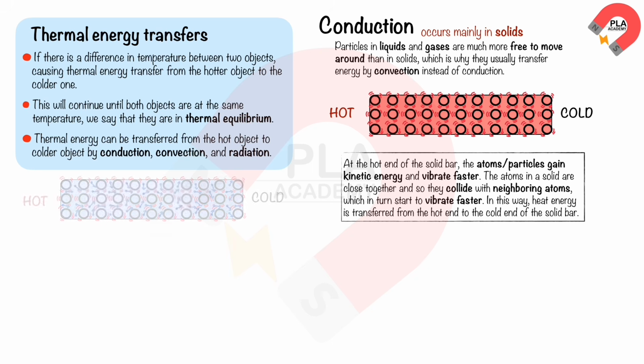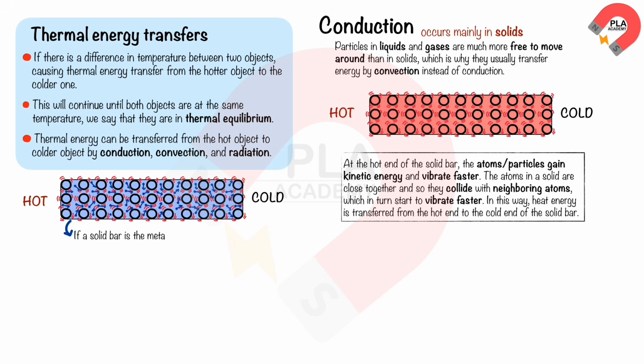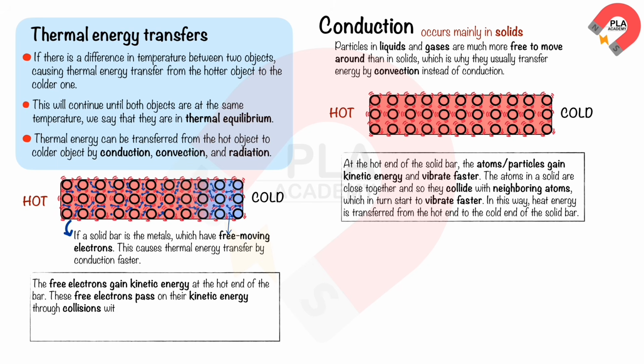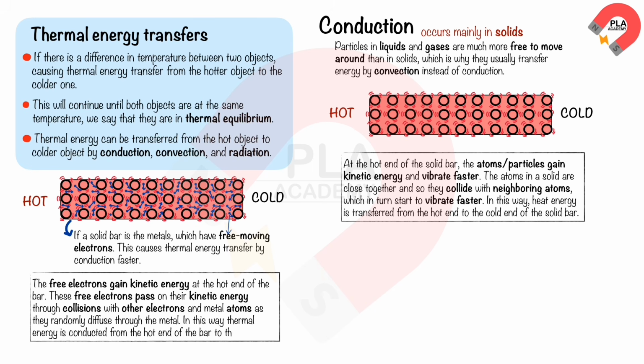If a solid bar is a metal, which has free-moving electrons, thermal energy transfer by conduction is faster. This is because free electrons gain kinetic energy at the hot end of the bar. These free electrons pass on their kinetic energy through collisions with other electrons and metal atoms as they randomly diffuse through the metal. In this way, thermal energy is conducted from the hot end of the bar to the cold end. Good conductors are substances that can transfer heat energy easily because they have free-moving electrons.